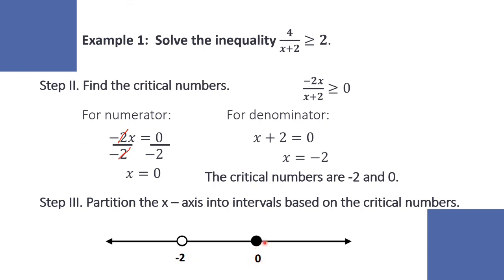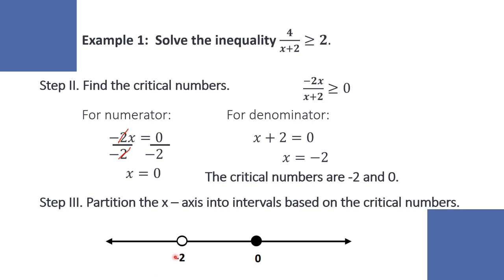Then 0 here is shaded. Why shaded? Because if we substitute 0 into the inequality, negative 2 times 0 is 0, over 0 plus 2 is 2. So 0 divided by 2 is 0. So 0 is greater than or equal to 0, and this is possible. Therefore, 0 is included in the solution set. Therefore, it is shaded. Now we are going to find the intervals.